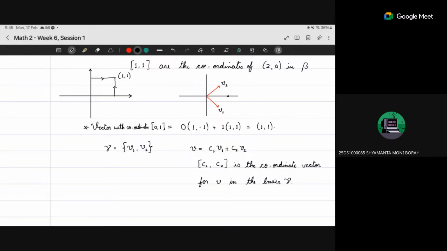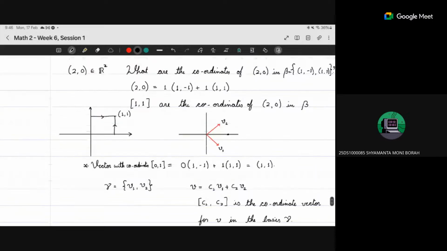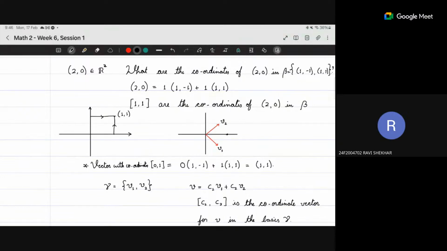But that seems to me more complicated. You just take the coordinates of a vector in a given basis as just the coefficients in the specified order, and that will be good enough for you. Okay, so the order of vectors in beta is fixed. Yes, it is an ordered basis.